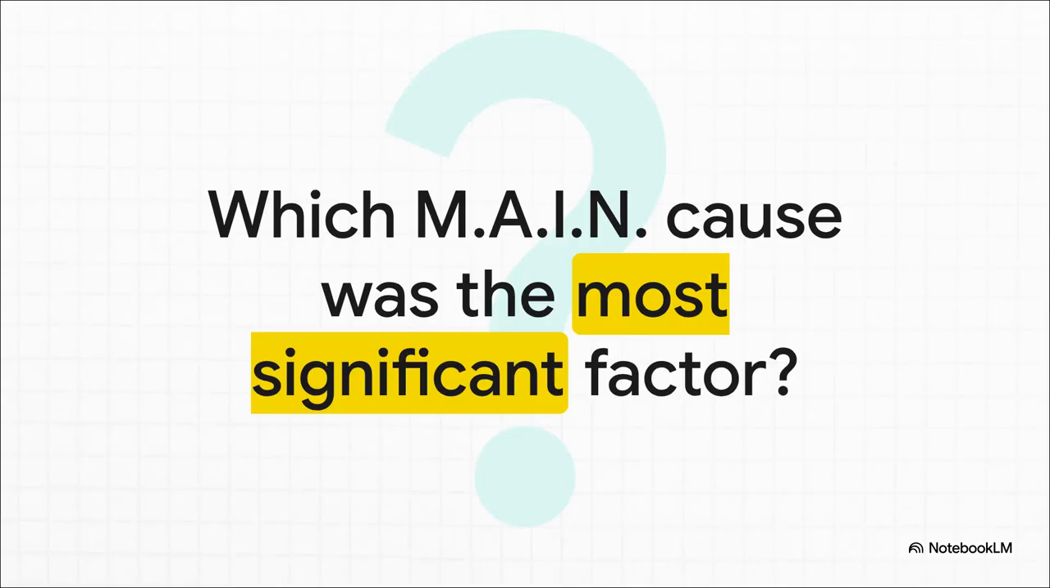Okay, time for you to think like a historian. Go ahead and pause the video. I want you to think about those 4 MAIN causes and decide which one you think was the most significant factor. There's no single right answer here, but the key is to back up your claim with evidence. For instance, you could argue nationalism was the main driver because it fueled both the internal decay of empires and the external rivalries between nations. Go on, give it a shot.